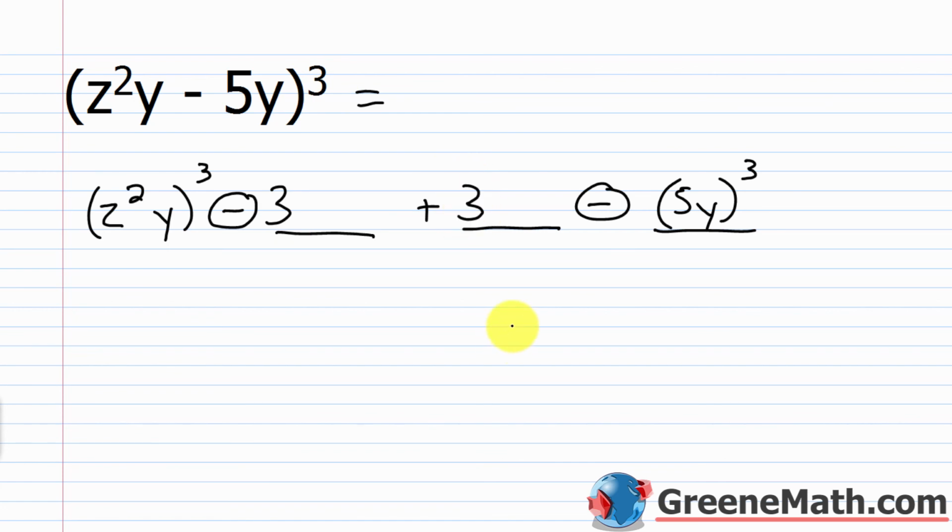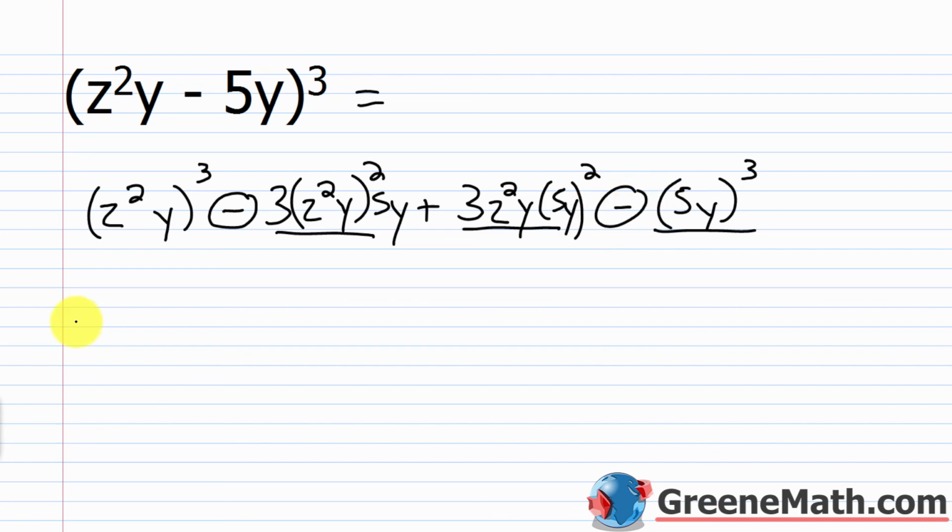And then in the first instance, you square the first one. So that's z squared y, that guy squared, times this guy, 5y. In the second instance, you square the second one. So z squared y times, we're going to do 5y squared. Let me kind of scoot this down a little bit. And now I can just simplify this. So z squared cubed, z stays the same. 2 times 3 is 6. Y cubed is just y cubed. Then minus. I have 3 times 5, that's 15.